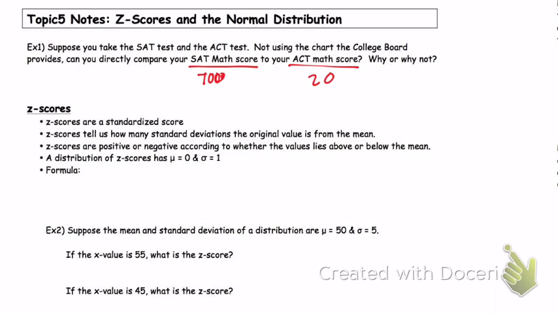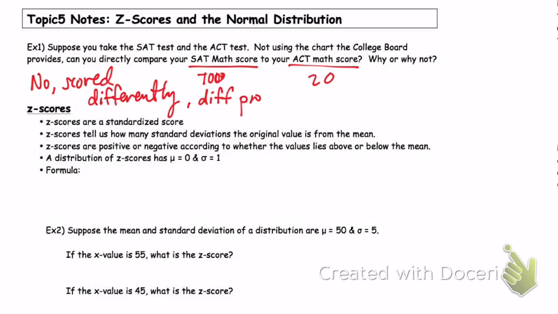Because I got 700 points versus 20 points, I did better on the SAT. Does that even make sense? No. So they are scored differently, so you would say no. They're on a different scale, and they're different proportions. So it doesn't make sense to say I got more points on the SAT than I did on the ACT, because they're scored differently. They have different proportions.